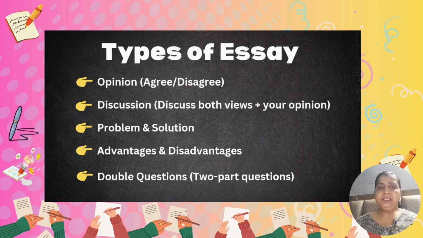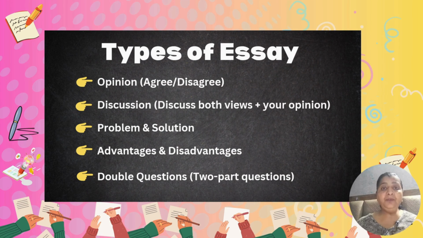Now, in the previous slide, I showed you task achievement. That task achievement is nothing but meeting the task assigned to you. Like if it is an opinion essay, how well you present your thesis and give your agreement or your disagreement, that is your task. In a discussion essay, how efficiently you discuss both views and present your opinion in favor of one, how skillfully you diagnose the problem and present a solution to that, how well you can present the advantages and disadvantages, and how skillfully you can answer both the questions of the double question essay. These are the tasks that are assigned to you.